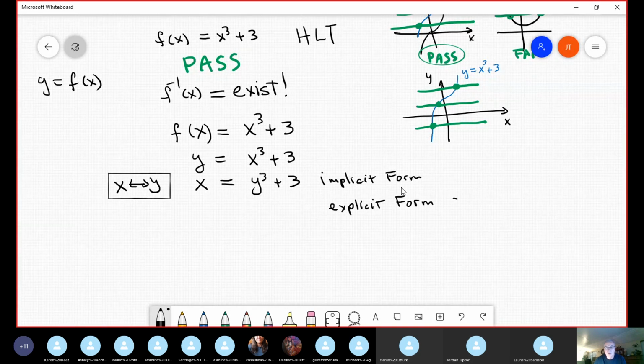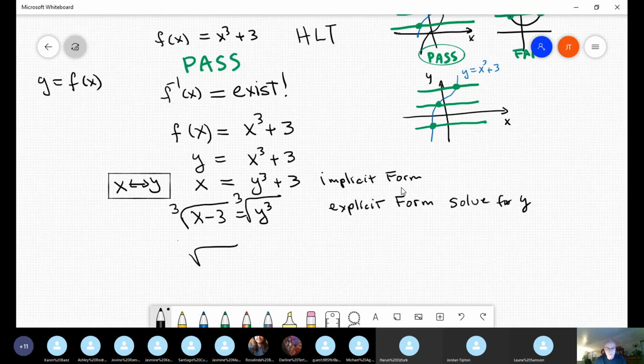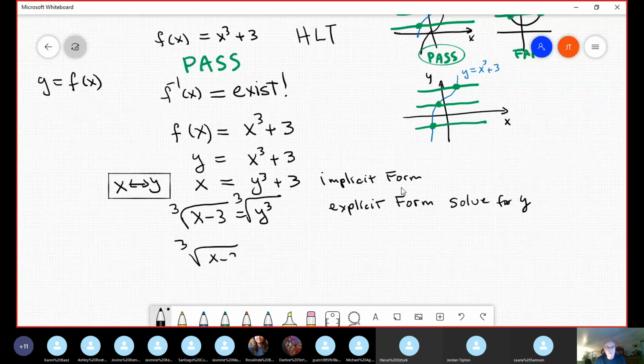Explicit is a technical word meaning more clear, more understandable. Basically, solve for y. Isolate y. Solve for y is easy. I subtract 3, and you apply the cubic root to both sides, because I want y alone. So the cubic root of x minus 3 is equal to y. And this y is the new y, which is the inverse function.